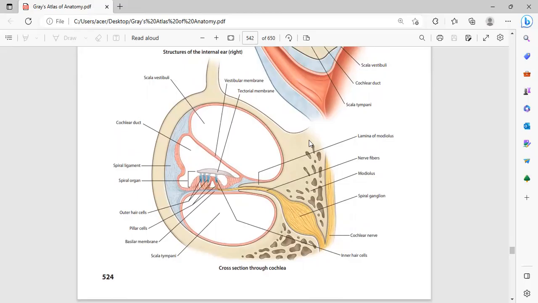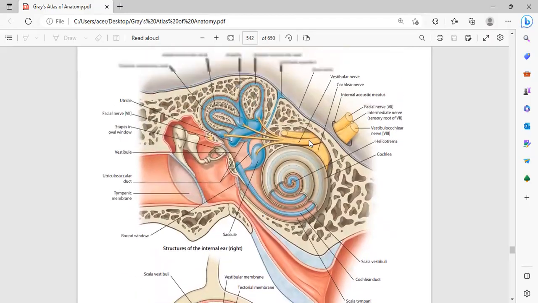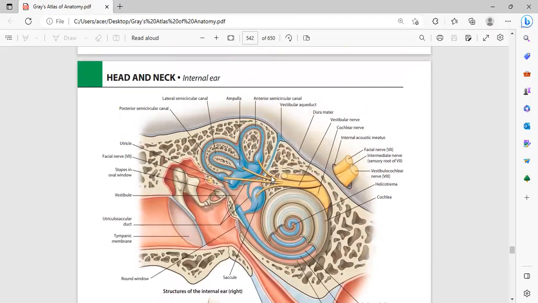That is the cochlea, then the vestibule and the semicircular canals. So this here is the vestibule. The vestibule is made up of two parts, that is the saccule and the utricle. Okay, so this is the utricle, this is the saccule. So this vestibule communicates with the cochlea here.